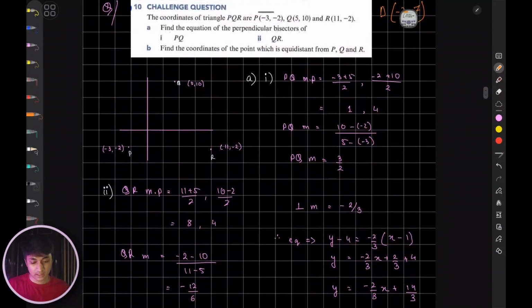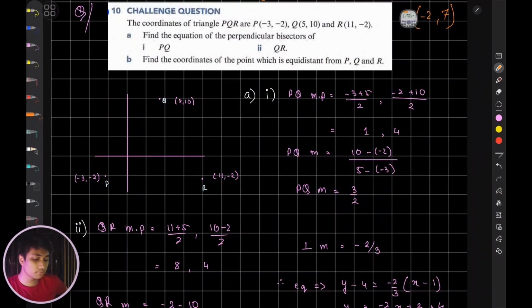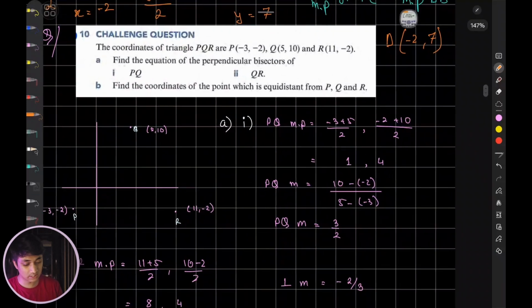This is interesting. So the first part, the coordinates of triangle PQR are P (-3, -2), Q (5, 10), and R (11, -2). So they're giving you the three coordinates of the triangle. Find the equation of the perpendicular bisector of PQ and QR. I've drawn the coordinates. This is Q, P, and R. Fair enough. Always drawing the diagram is the best thing to do. It's going to make your life easier while solving these questions.